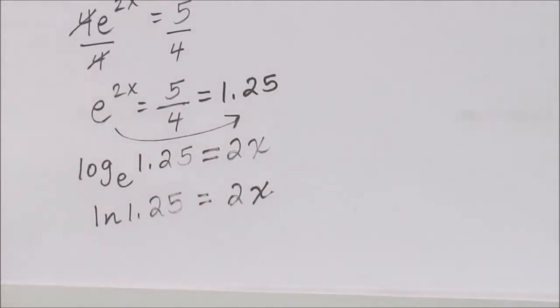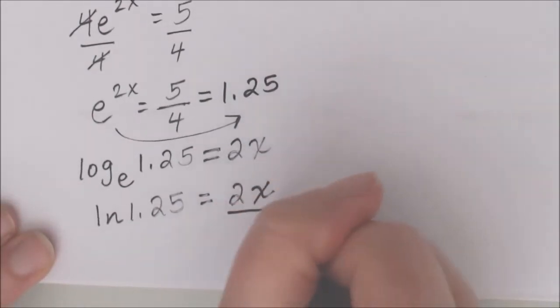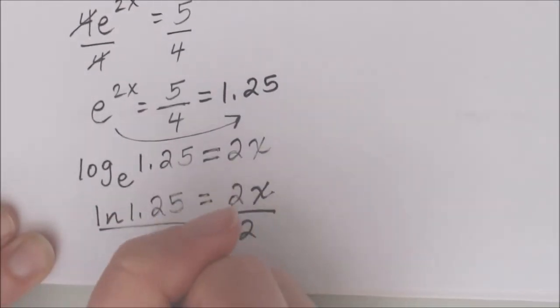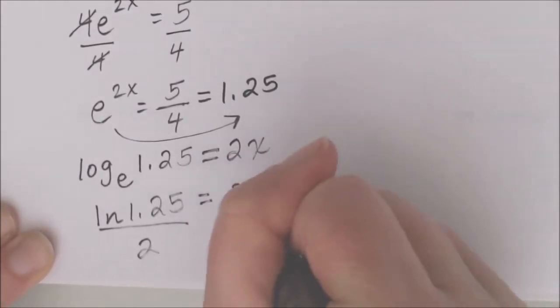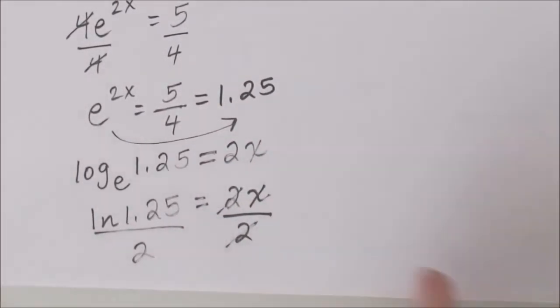And then I still need to get the x by itself. So to get the x by itself, what do I need to do with that? 2. I'm going to divide it on both sides. And then I'm going to go to my calculator. My pen is dying here. Let's go to the calculator.